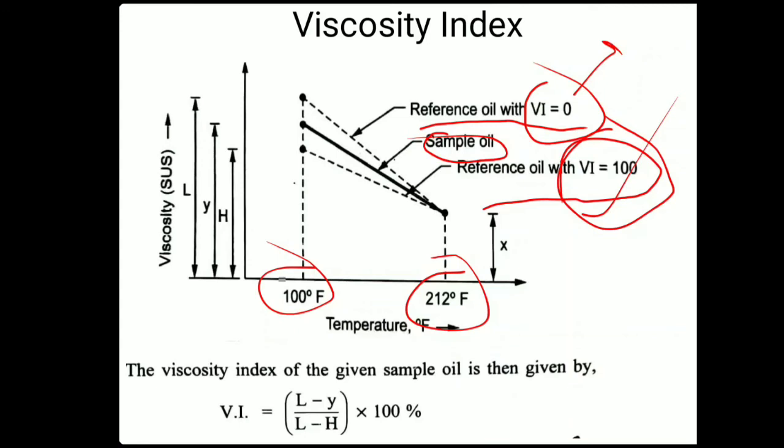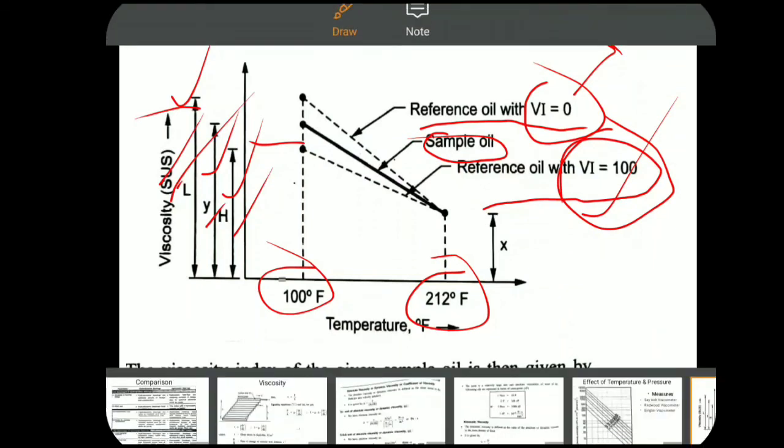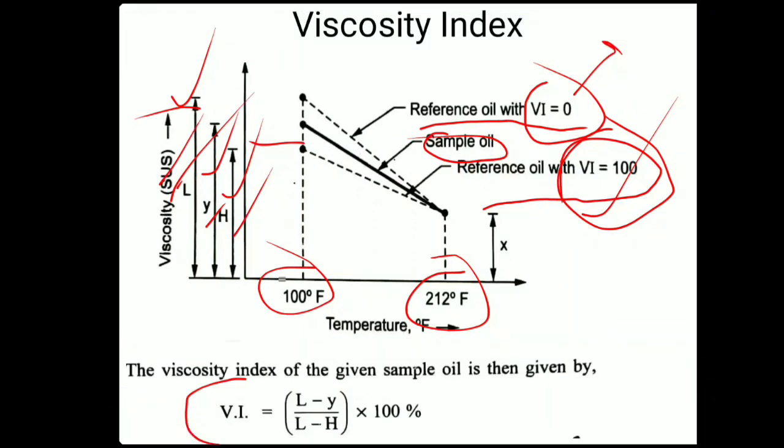Generally, how can we calculate the viscosity index? You can see the relation. There are three lines, with the respective notations L for the upper line, Y for the center, and H for the lower line. Viscosity index is equal to (L minus Y) divided by (L minus H), that is, max minus middle divided by max minus lower, into 100. This is called the viscosity index. Likewise we can find the viscosity index.